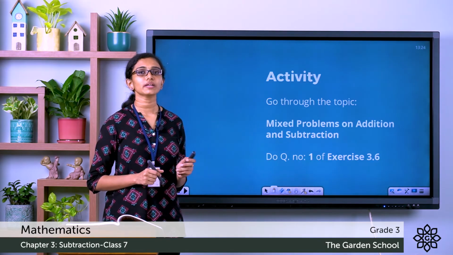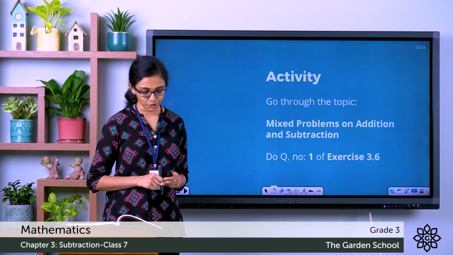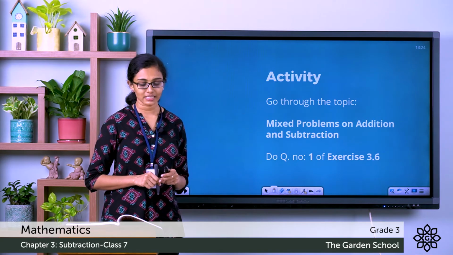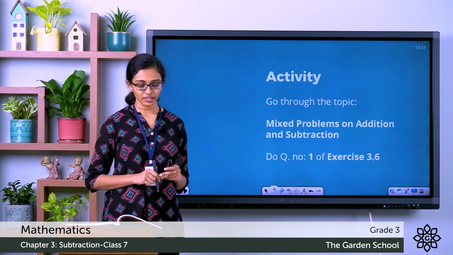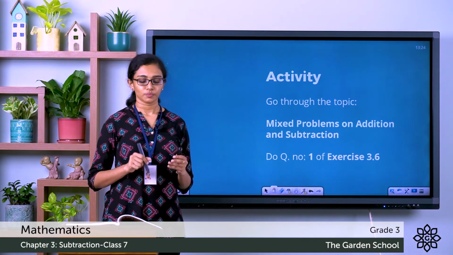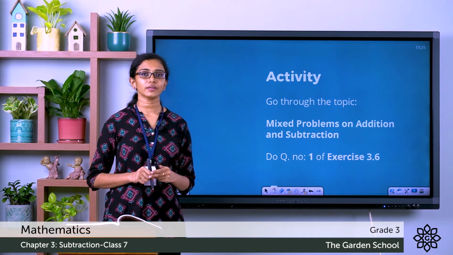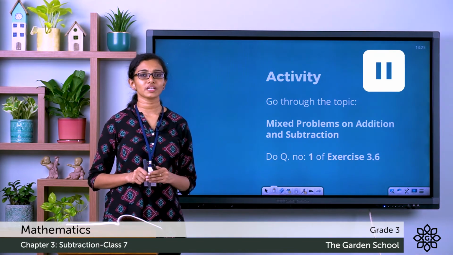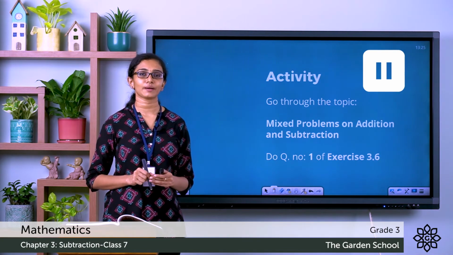Now we'll do an activity. All of you please turn to page number 46. On page number 46 you can see exercise 3.6. The first question in the exercise has to be done as an activity now. So please read the question very carefully and try to solve the question in your notebook. Just pause this video, finish the activity and come back.